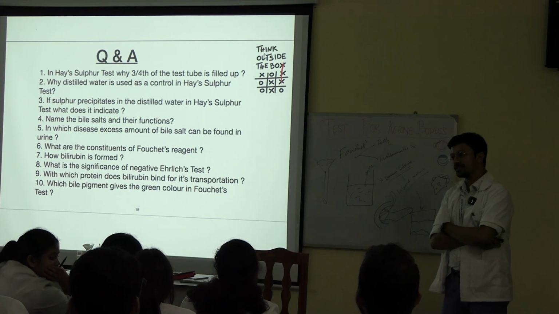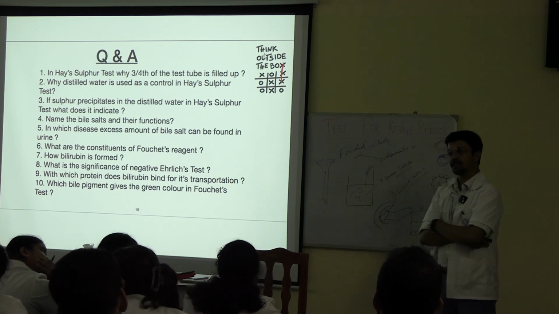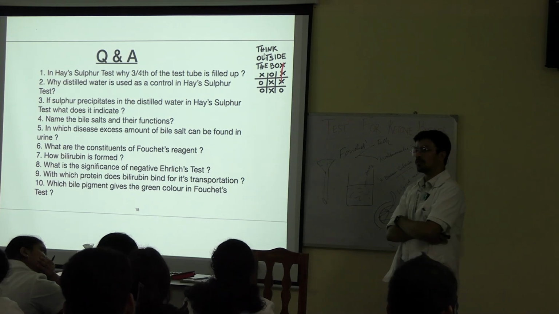Let's say there are impurities in the sulfur. The sulfur is moist, it already contains some water. It is a moist sulfur. Now I have added this sulfur on top of the distilled water.